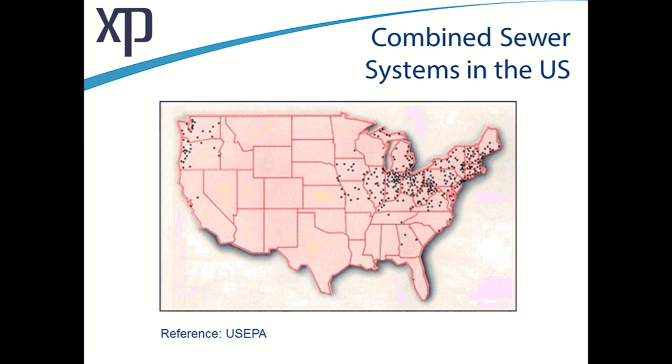You can see on this map where combined sewers are located, primarily concentrated in the Northeast and in the Midwest. We do have some in the Northwest area in Washington and Oregon. We also have a couple in California and a couple in Georgia and North Carolina. But for the most part, they're concentrated in the Midwest area and the Northeast.